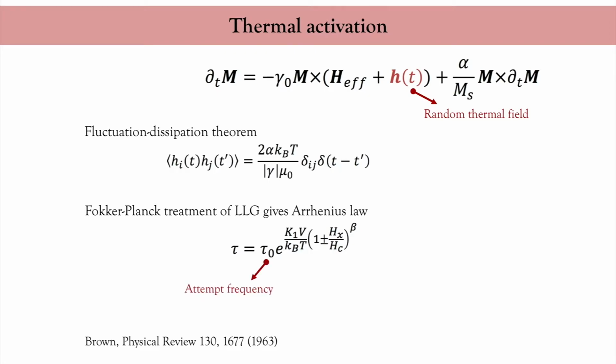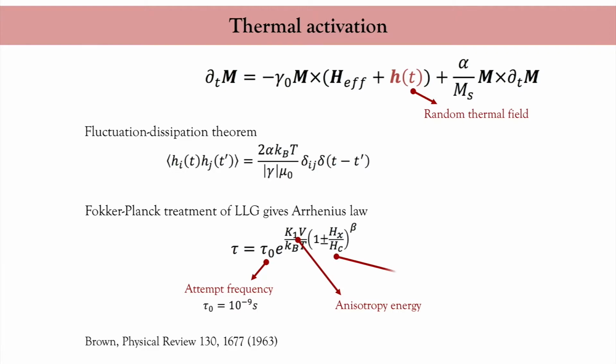Tau 0 is the attempt frequency, so the number of times the magnetization tries to get out of its rest position per second. K1V is the magnetic anisotropy energy of the particle. You see that it is proportional to the magnetic volume V, so the larger the particle, the larger the anisotropy energy, and the longer the lifetime.